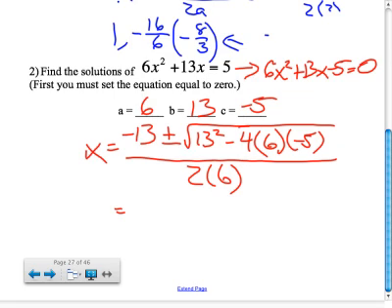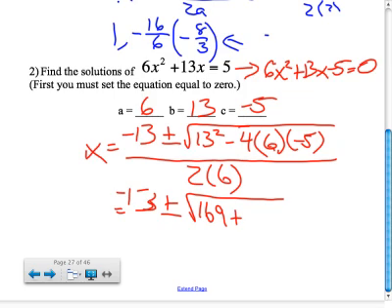Alright, and so I have negative 13 plus or minus the square root. 13 squared is 169 minus, let's see here, 4 times 6 is 24. 24 times 5, that's going to be negative 120, so positive 120, all divided by 12. Let's see here, 169 plus 120, what's that going to be? That's going to be 289.